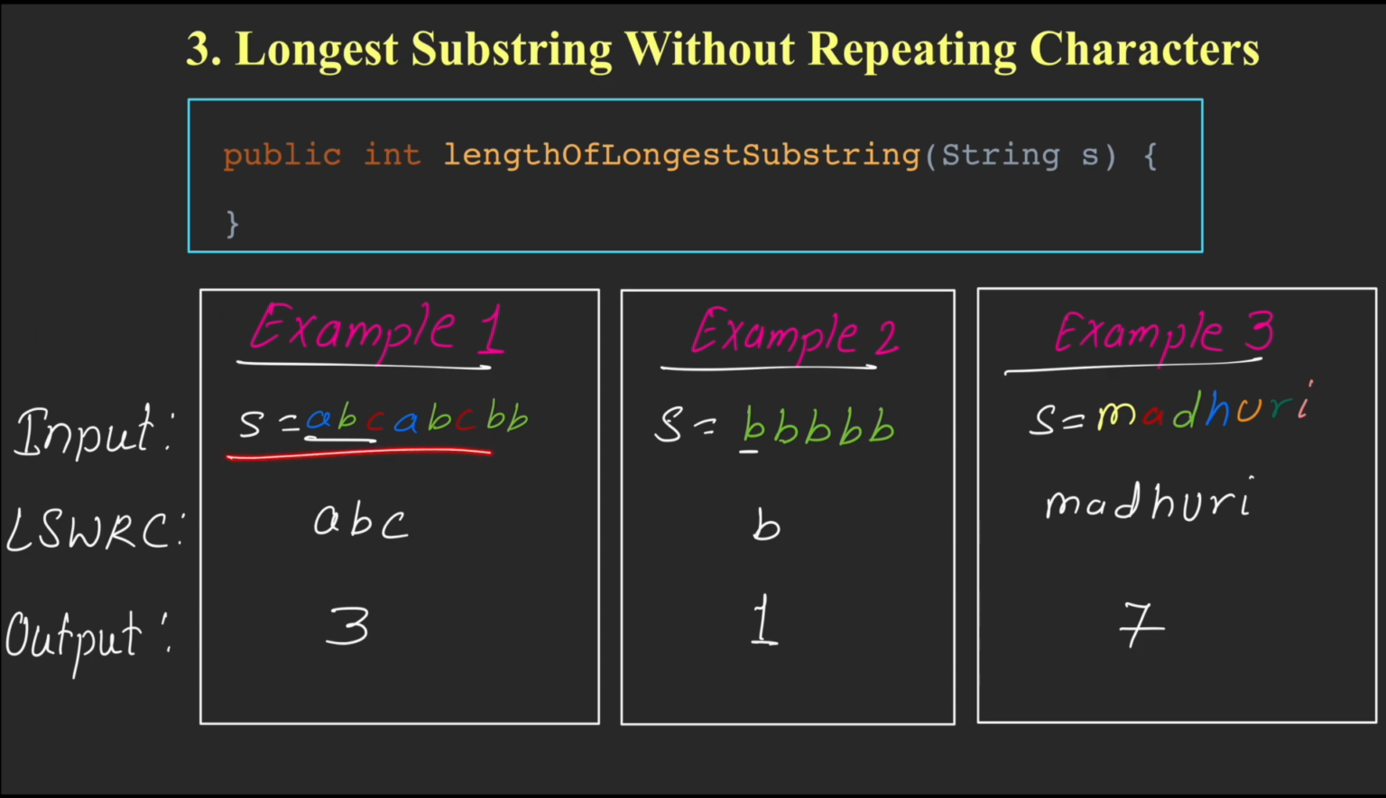Take this input string. The longest substring without repeating characters is ABC with the length of 3. So the output is 3. Now let's consider this input string. The longest substring without repeating characters is B with the length of 1. Therefore, the output is 1. Lastly, let's look at this input string. Since there are no repeating characters, the longest substring without repeating characters is the same as the input string itself, which has a length of 7. So the output is 7.